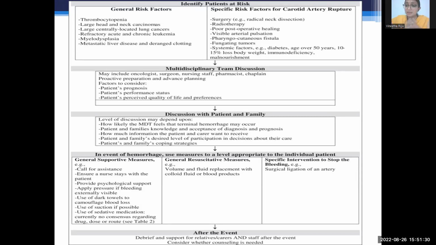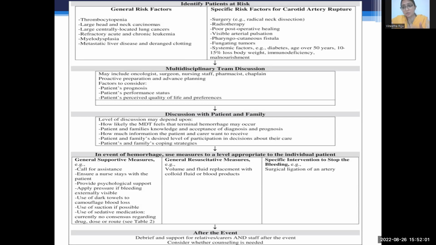Why are we talking about dark towels? The impact of blood is very much that it has a huge psychological impact on the patient and the family. So to bring down the impact of blood is why we generally suggest dark towels. Okay, so dark towels to camouflage the blood loss, use of suction if possible, and also sedatives.